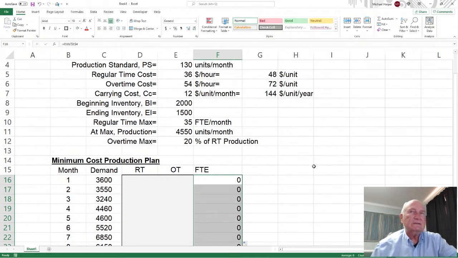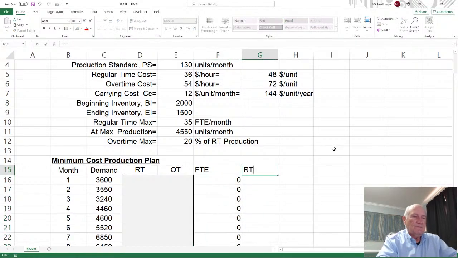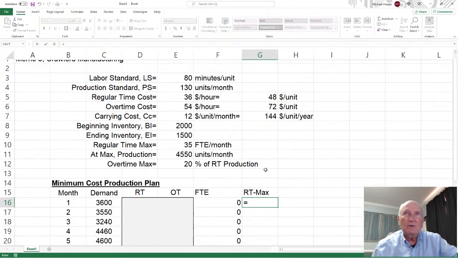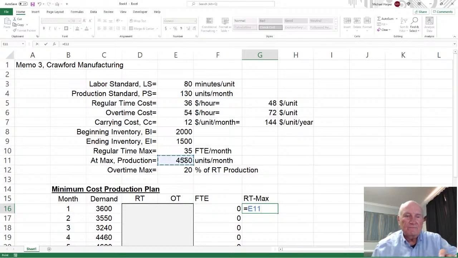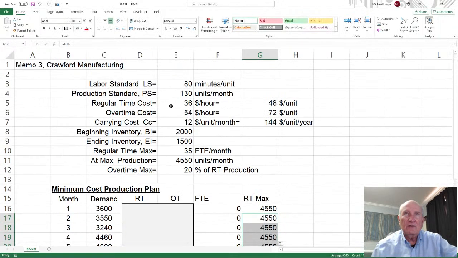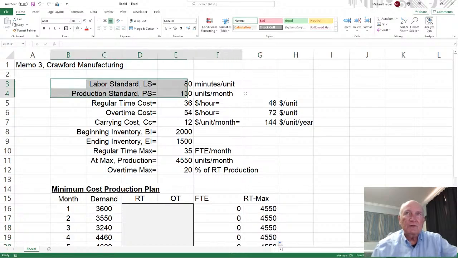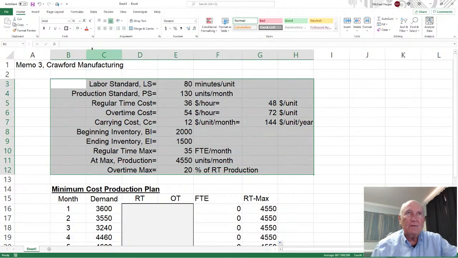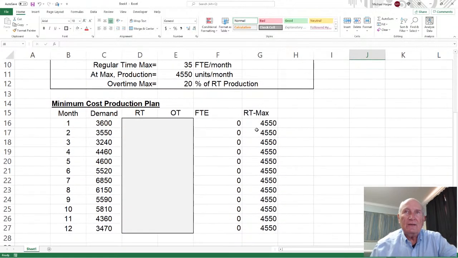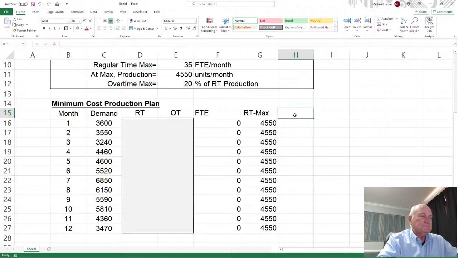Then let's have our regular time max. Since these are going to be in units here, this will equal the 4,550. And let's just bring this down. Okay, so I'm tying these up here, so if we ever want to come back and change any of our parameters, we can. We're not right now, but we could if we wanted to. Okay, that's our regular time max. Now our overtime max.